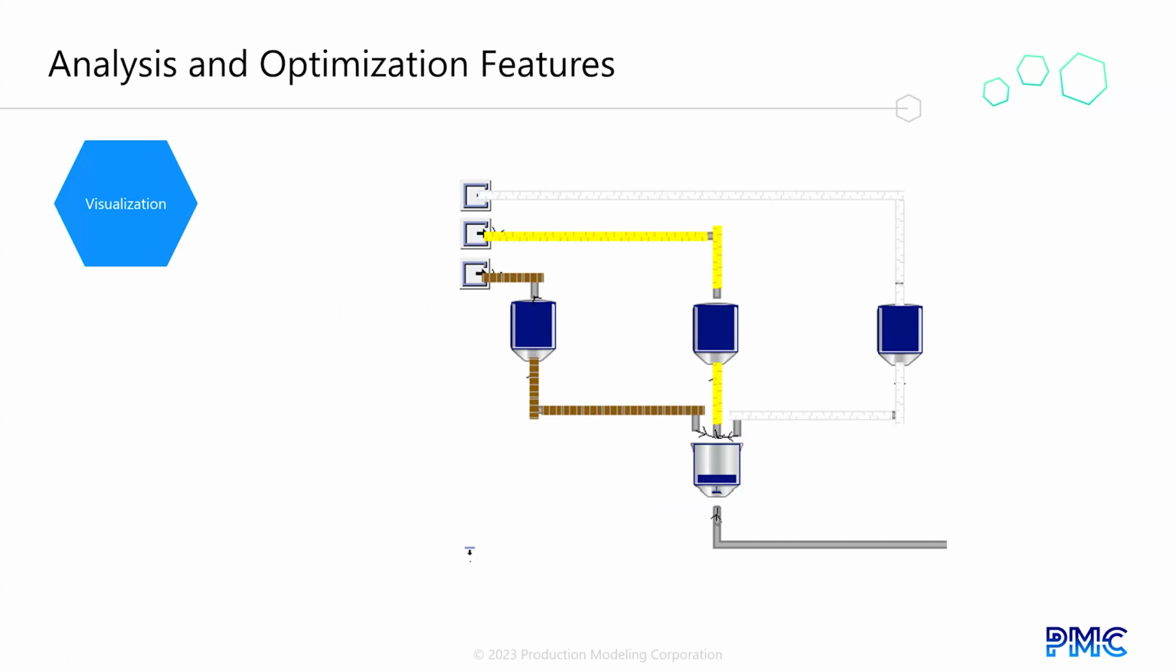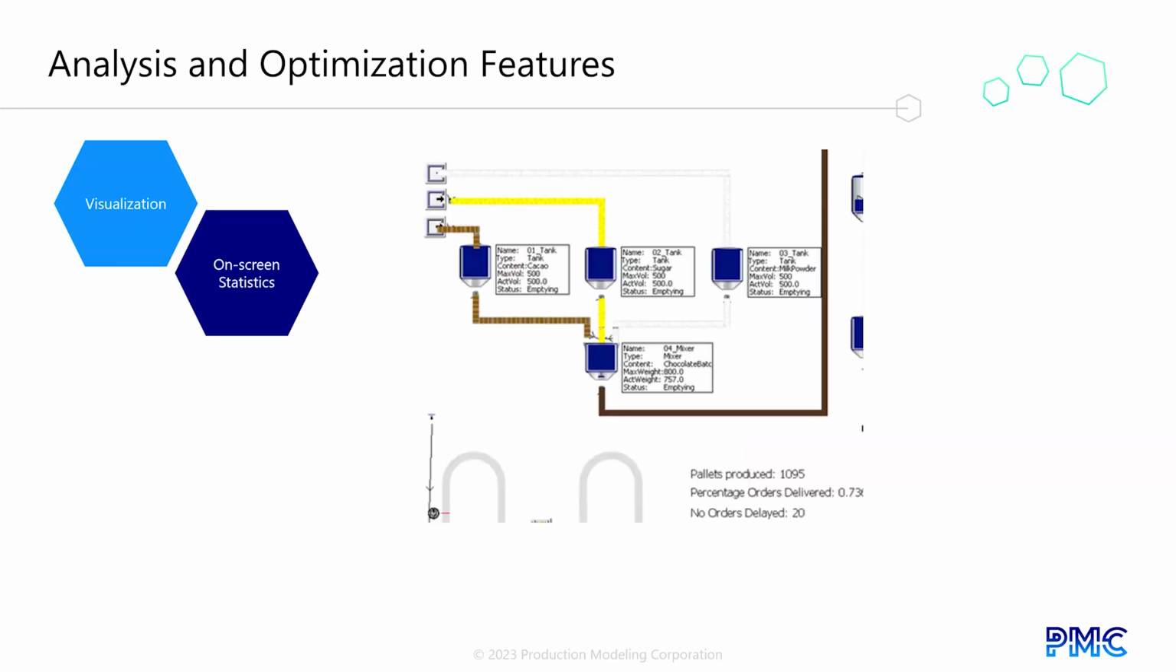Visualization of your process helps to understand and analyze it by showing flows through the pipes, tanks filling and emptying, etc. Bottlenecks like a tank being empty for too long can often be pinpointed by just looking at your simulation run. On-screen statistics can include overall data like total pallets produced and number of orders delayed, as well as detailed statistics for individual objects like the contents and status of a tank and its maximum capacity and current capacity.